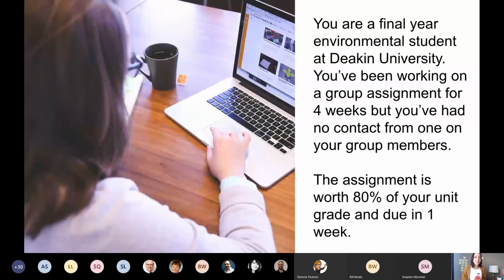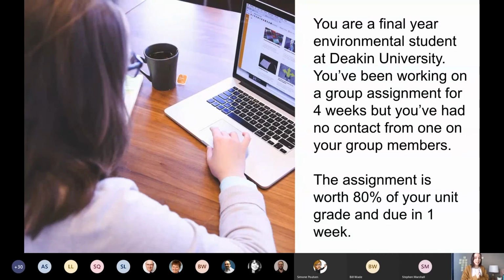Another one: you're a final year environmental student at Deakin University. You've been working on a group assignment for 4 weeks now, and you've had no contact from one of your members. The assignment is worth 80% of your unit grade, and it's due in 1 week. Oh, stakes are very high in this situation.